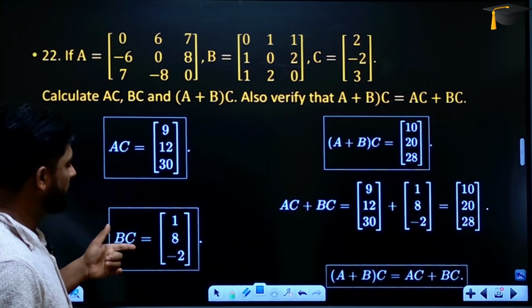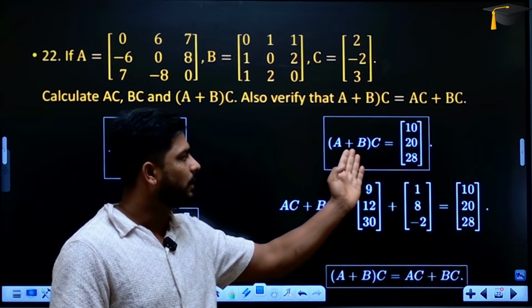Here I found out AC, here I found out BC, and the product of A plus B into C.